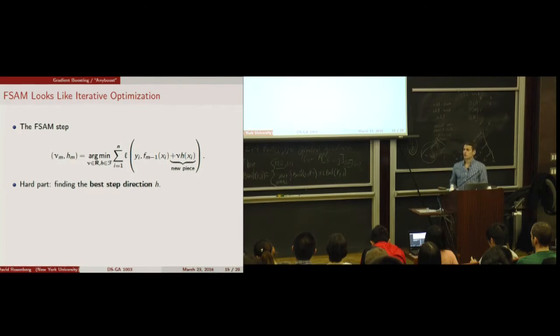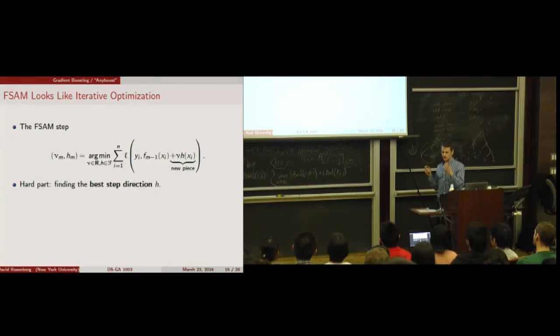All right. So I think I have time to at least motivate the next thing, and then we can finish up tomorrow if there's some issues. All right, so the challenge is finding the best H. It's finding the H in the hypothesis space. So we'll call that the step direction.